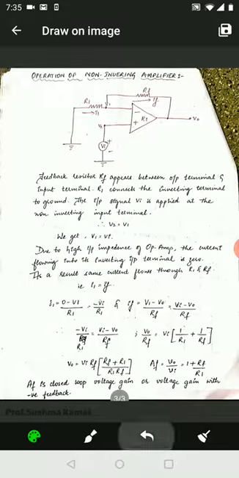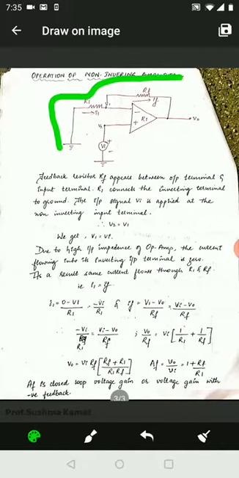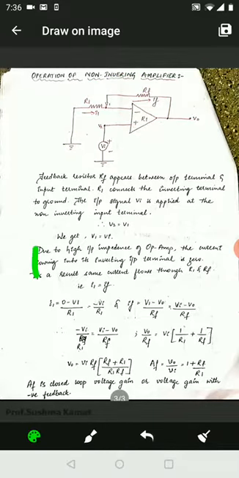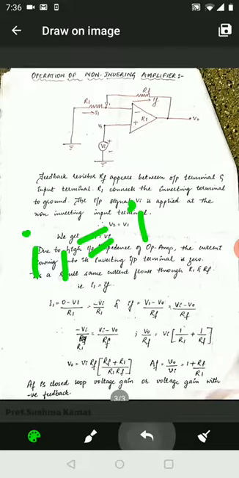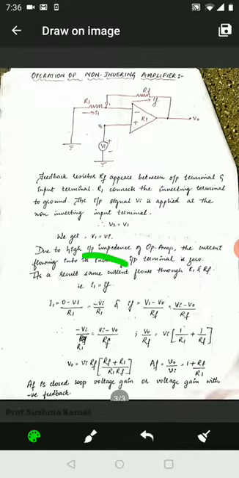Like I have told, due to high input impedance of an op-amp, the current flowing into the input terminal is zero, which means nothing enters here. So the current that is flowing here follows the feedback path. If it is following the feedback path, the current I1 is equal to If. Let us now proceed to finding the values for I1 and If.